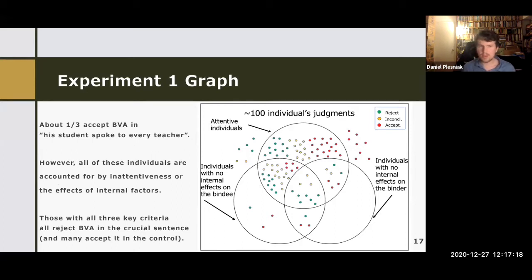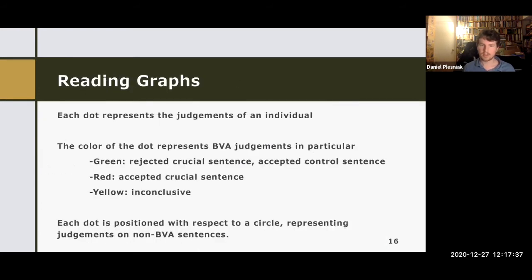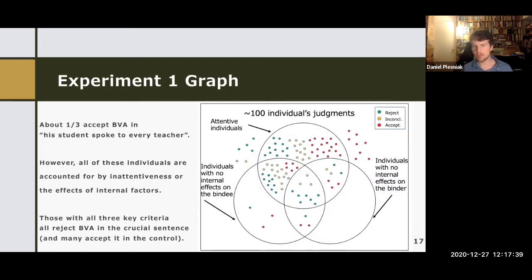That means that 2/3 of people rejected the sentence that we hoped they would reject, "his student spoke to every teacher." But about a third of them, and I've found this multiple times, seem to accept it. So we certainly can't say that that sentence is obviously impossible. This is where these circles come in. So there's 3 circles. These represent their other non-BVA judgments.